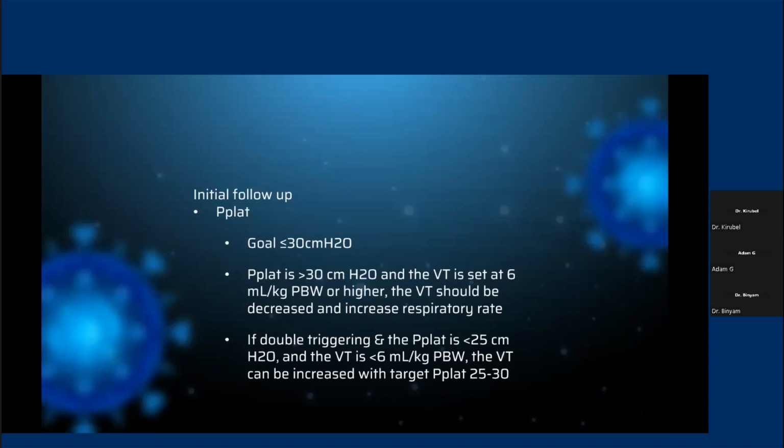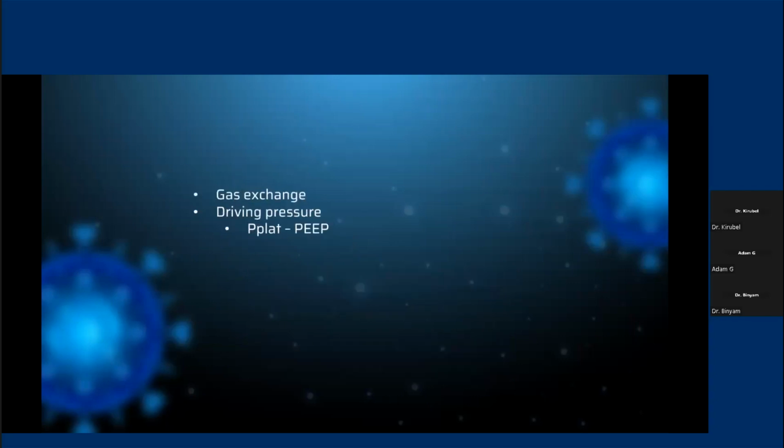If the patient is still double triggering despite these adjustments, the patient can be sedated, given analgesia, and at the end neuromuscular blockers can be used to paralyze the patient and achieve good ventilation. And the next is gas exchange. We will follow the ABG, and accordingly adjust the FiO2, PEEP and such, and the respiratory rate.